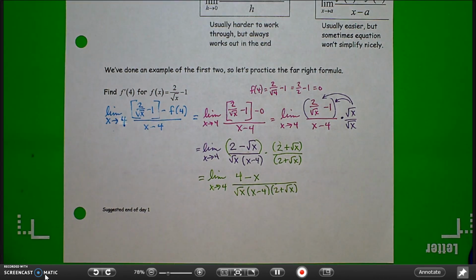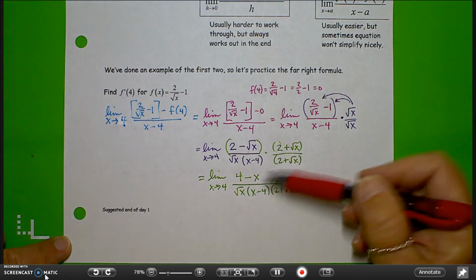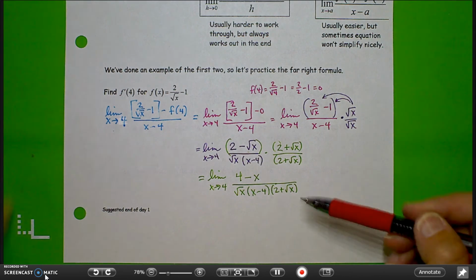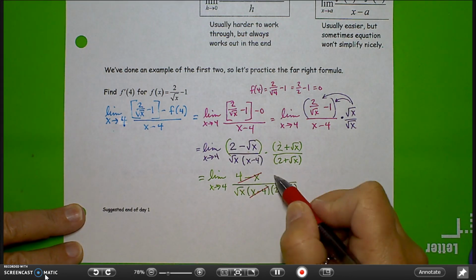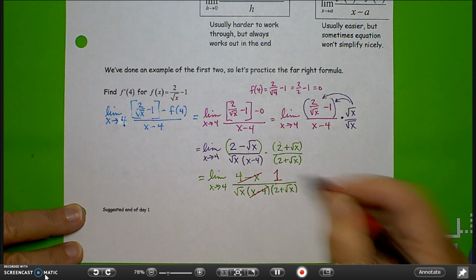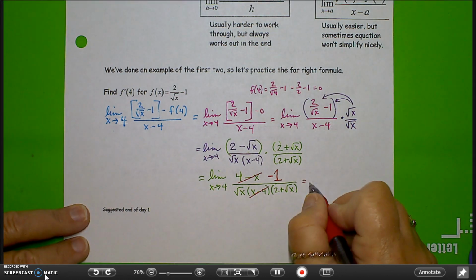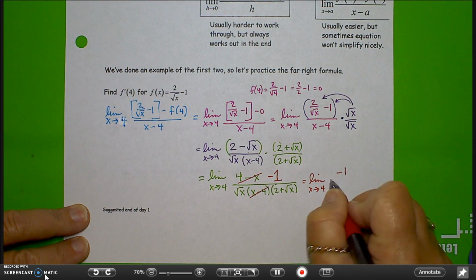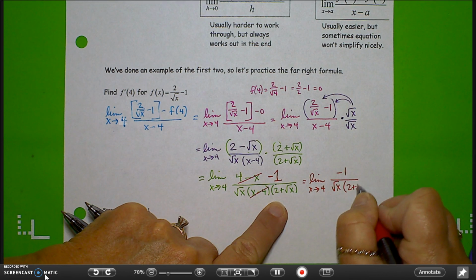Okay. So ultimately I'm trying to get rid of the x minus 4 in the denominator. And I don't have an exact match here. But it's only the signs that are different, which means it's off by a factor of exactly negative 1. I'm going to eliminate these, but instead of just putting 1 in the numerator to replace that, it's going to be negative 1. So I have the limit as x goes to 4 of negative 1 over whatever's left here, square root of x times 2 plus root x.